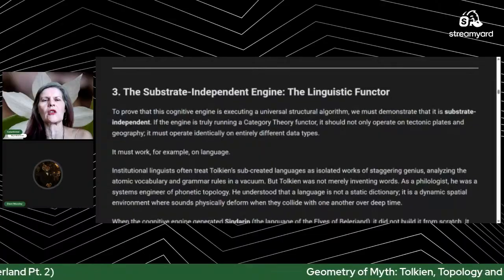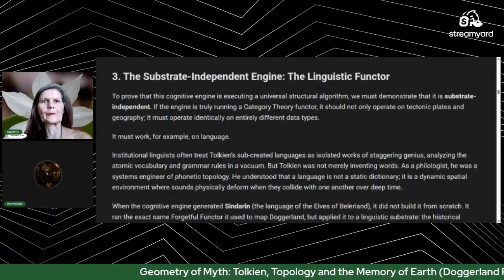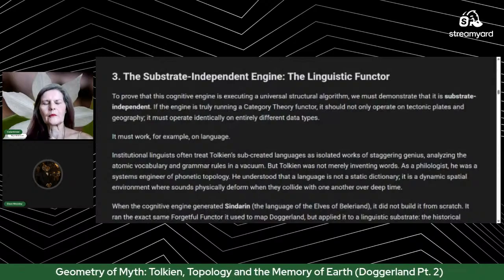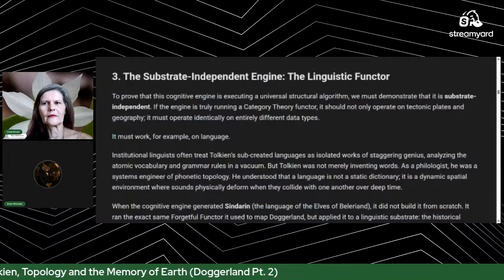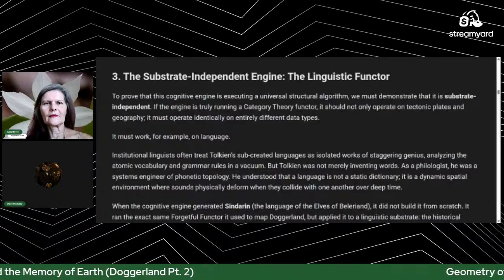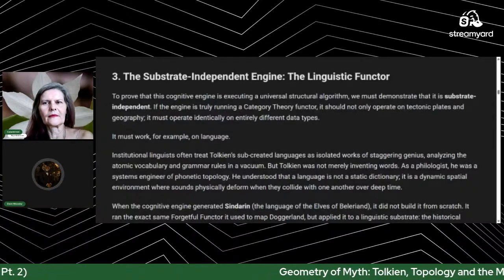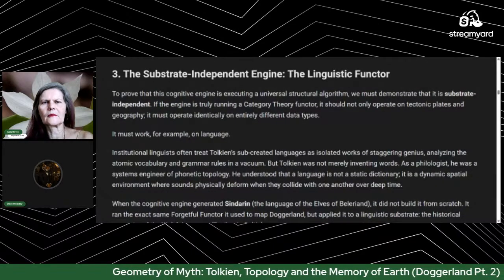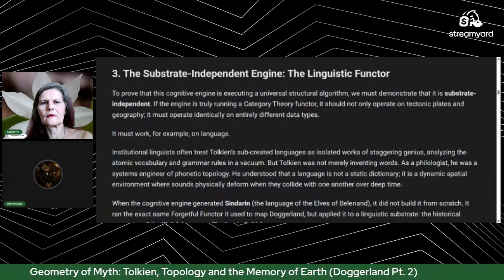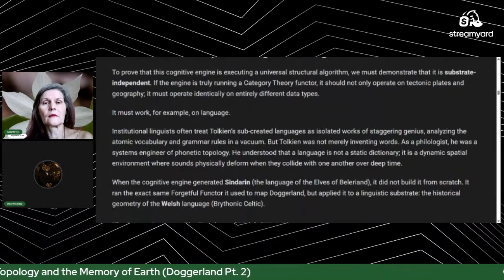The substrate independent engine, the linguistic functor. To prove that this cognitive engine is executing a universal structural algorithm, we must demonstrate that it's substrate independent. If the engine is truly running a category theory functor, it should not only operate on tectonic plates and geography, it must operate identically on entirely different data types. It must work, for example, on language.